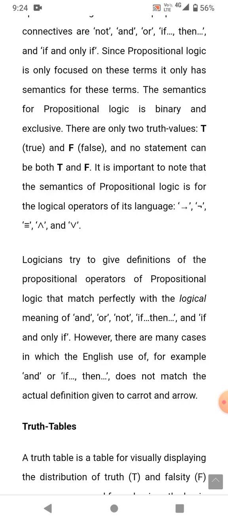However, in many cases, the English example used does not match the actual definition given to the caret and arrow.